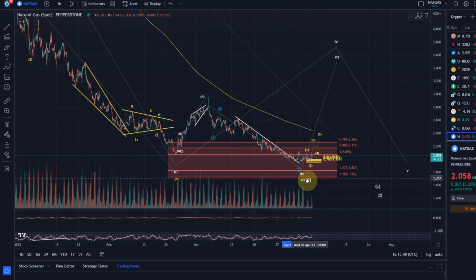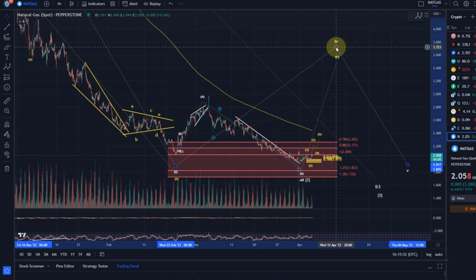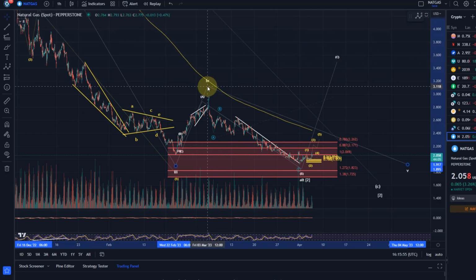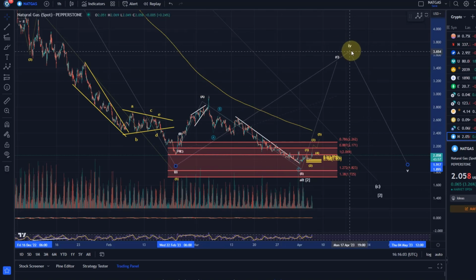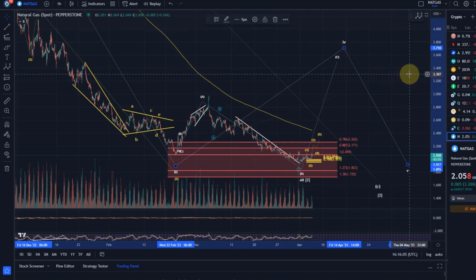But the alternative count would suggest that we are already here in this 5th wave, that the 4th was sitting here. But it is, in my opinion, less likely, because the 4th wave then would have been extremely unusually shallow. But of course, I cannot rule it out. It's all about probabilities in these markets.